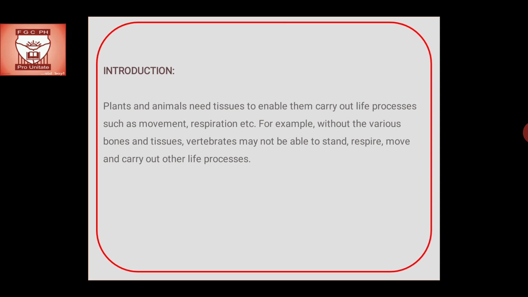Introduction. Plants and animals need tissues to enable them carry out life processes. What are these life processes? All the characteristics of living things, example, movement, respiration. For example, without the various bones and tissues, vertebrates, that is animals with backbone, may not be able to stand, respire, move, and carry out other life processes.